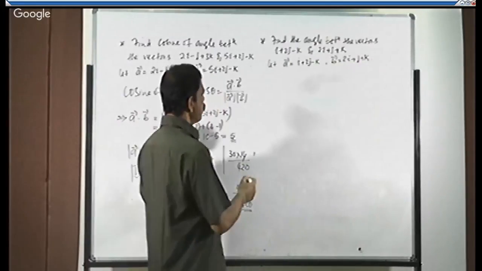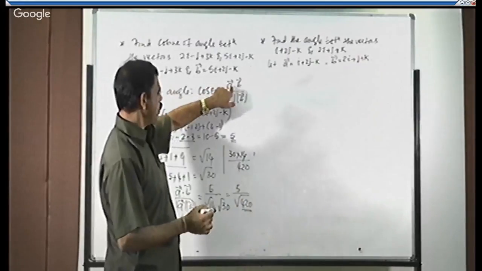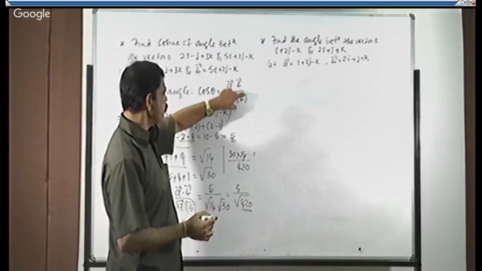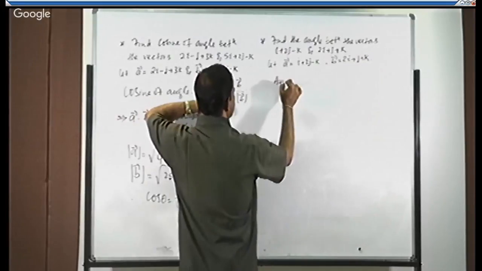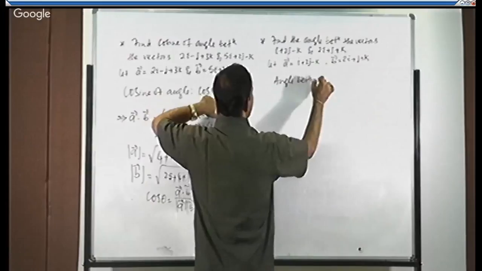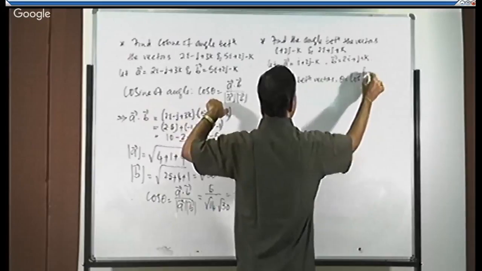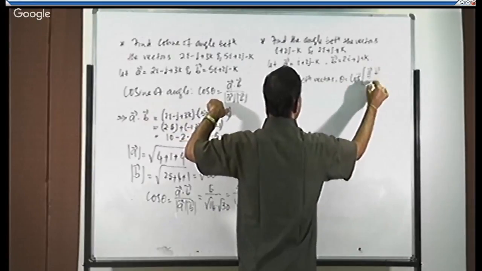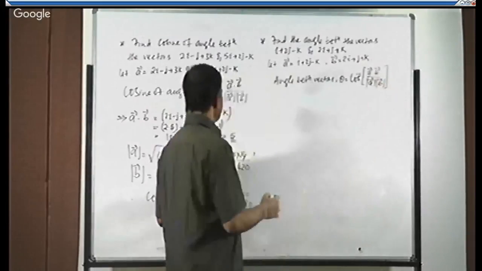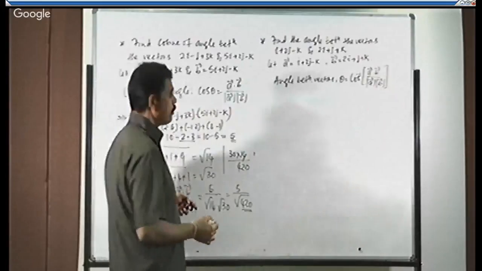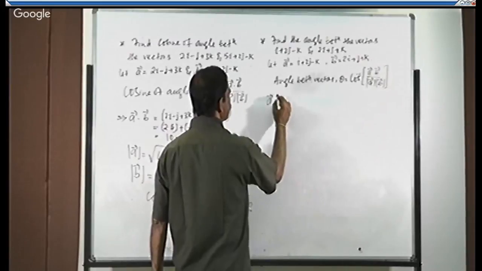So according to the cosine of the angle, cos theta is equal to what? a dot b divided by magnitude a, magnitude b. With that I can deduce theta, the angle between vectors. Theta is equal to cos inverse of a dot b divided by magnitude a magnitude b. Similar to the previous problem, you get a dot b as well as magnitude a and magnitude b. First find out a dot b.